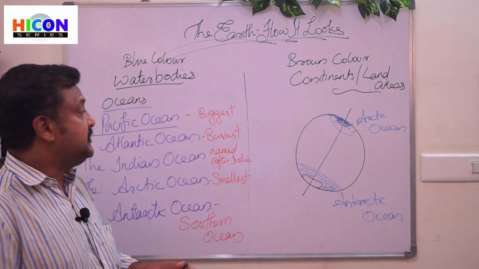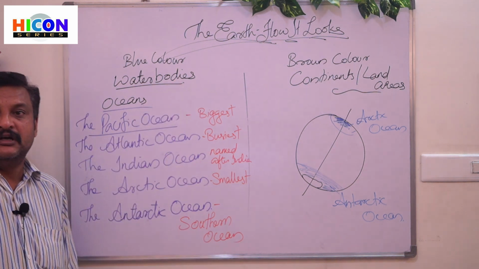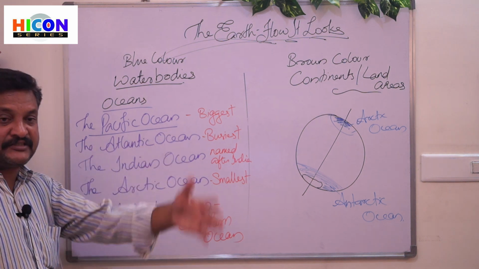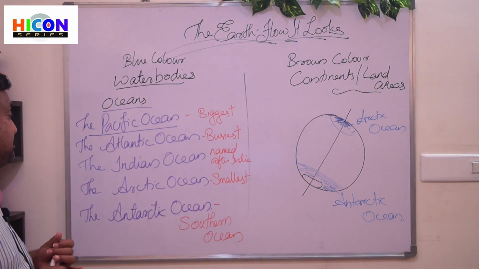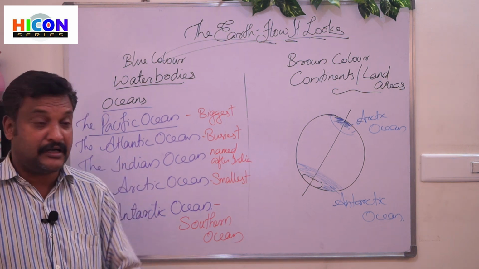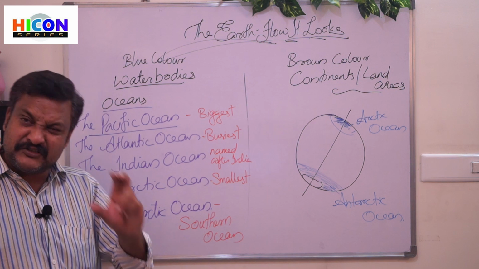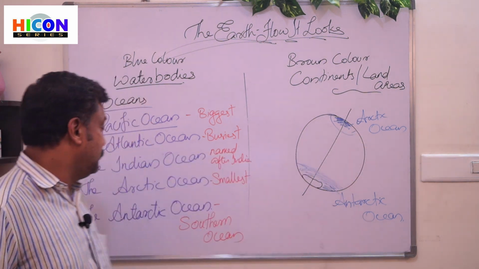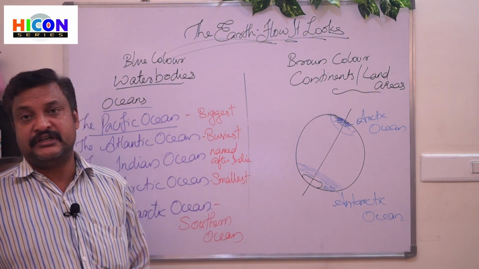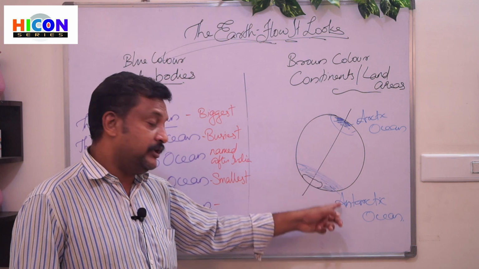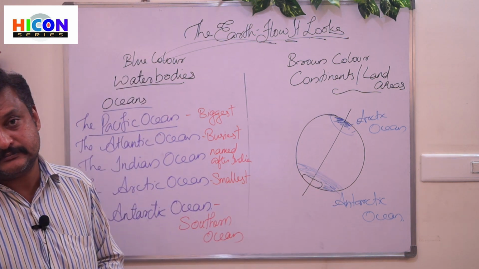Okay, so these are the 5 oceans. The biggest ocean is the Pacific Ocean. Atlantic Ocean is the next one, which is known as the busiest ocean. Indian Ocean is the only ocean which is named after a country. Arctic Ocean is the smallest ocean which is located near the North Pole. And Antarctic Ocean is also known as the Southern Ocean, which is found around Antarctica.